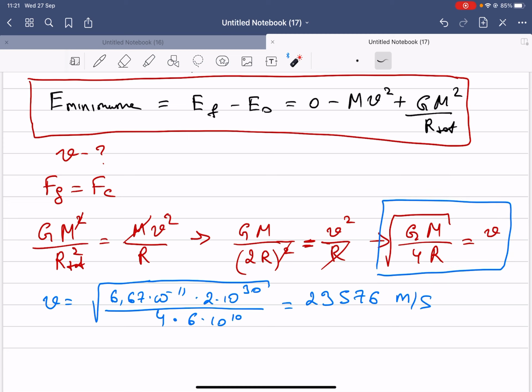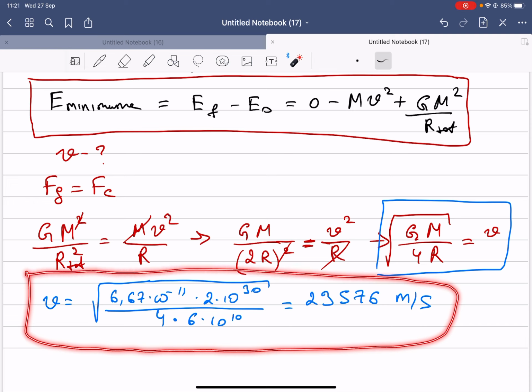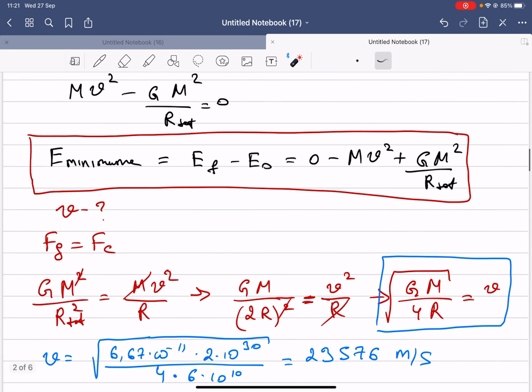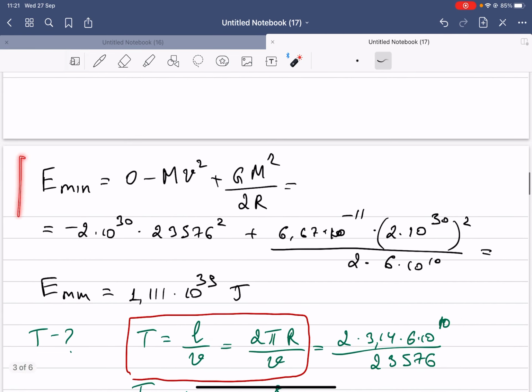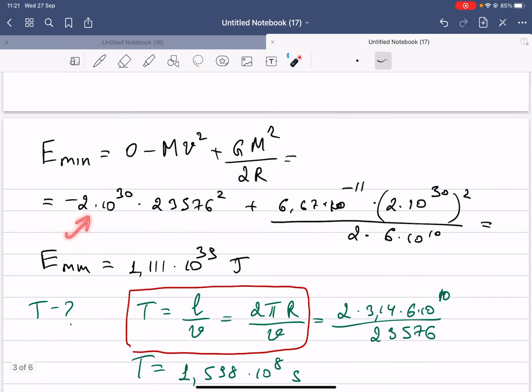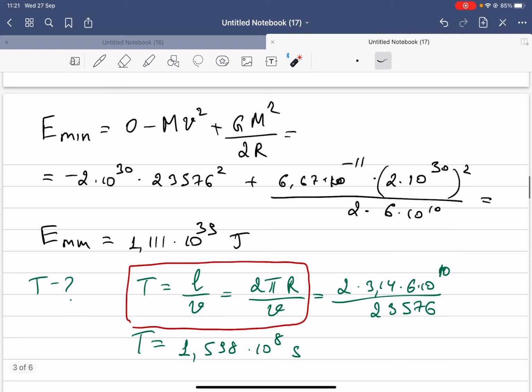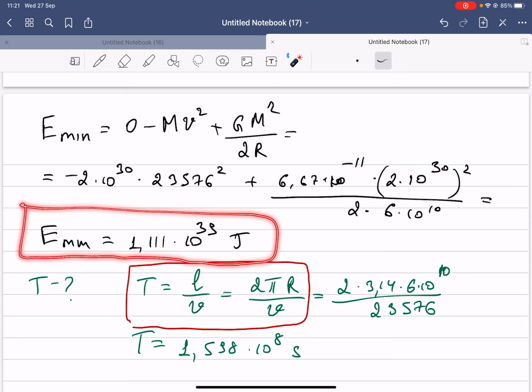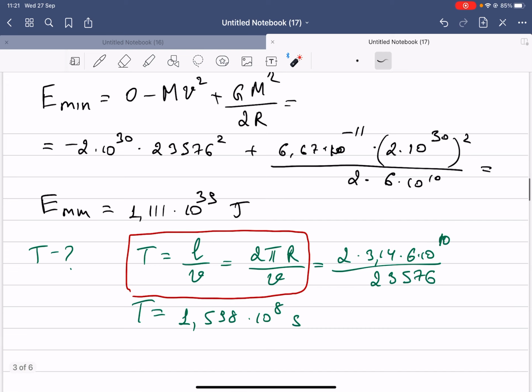From there, by substituting numbers, we can get what is the v. So we got v as 23,576 meters per second. So we take that one, we came again to this formula, E minimum, and we have to plug all the values. And once we plug all the values, we get E minimum is equal to 1.111 times 10 to the power of 39 joules.